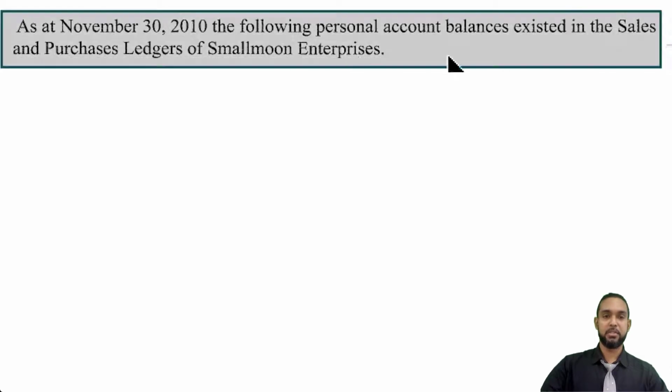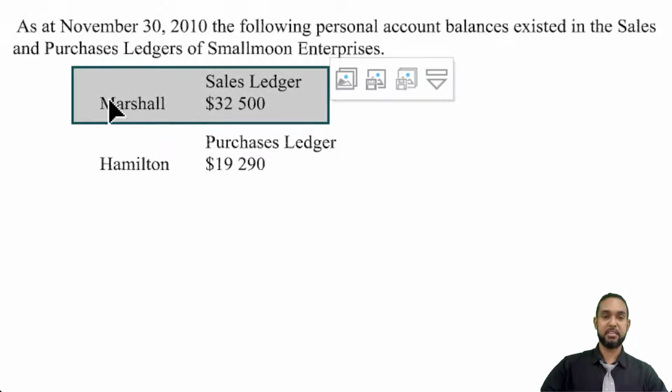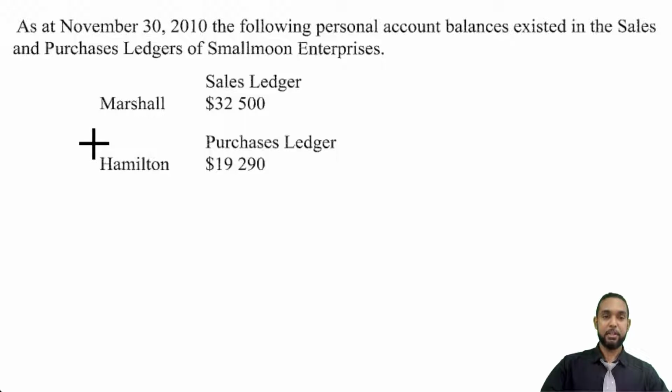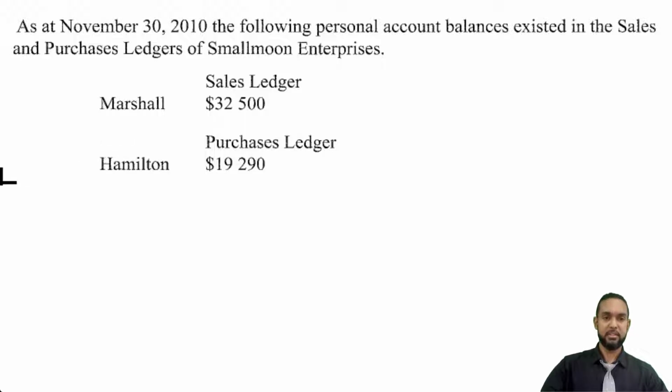Okay, so it reads that as at November 30th, 2010, the following personal account balances existed in the sales and purchases ledgers of Small Moon Enterprises. So we have existing in the sales ledger a balance for Marshall. The sales ledger holds the accounts of all of our debtors, our trade debtors, people who owe us money from credit sales. And then in our purchases ledger, we have a balance for Hamilton. The purchases ledger holds the accounts of all the people to whom we owe money for credit purchases of stock, our trade creditors.